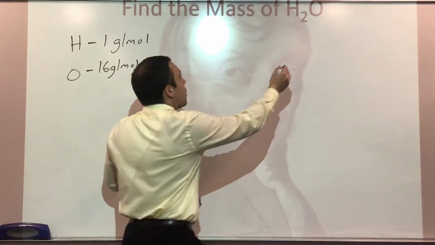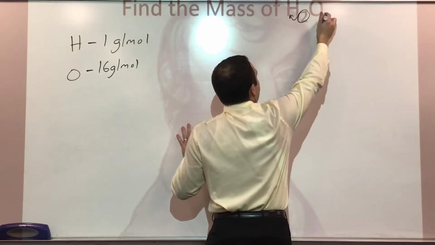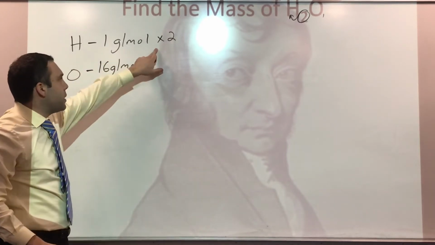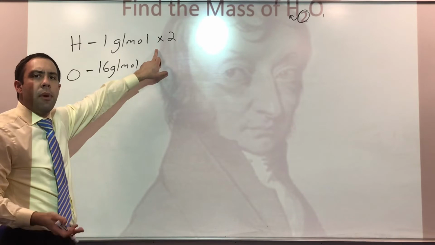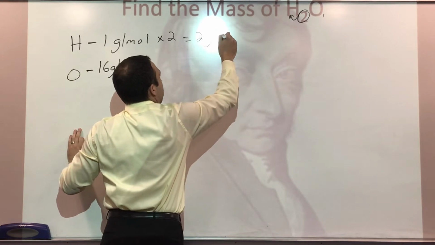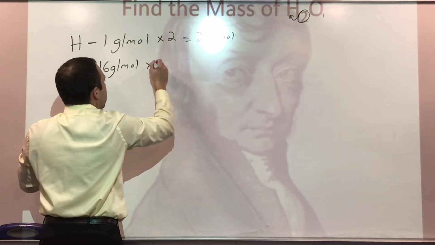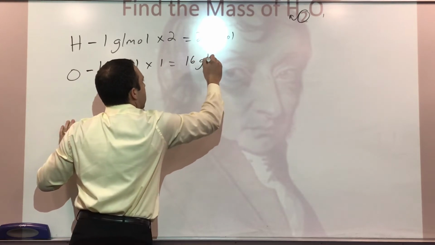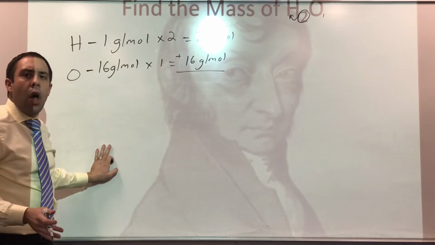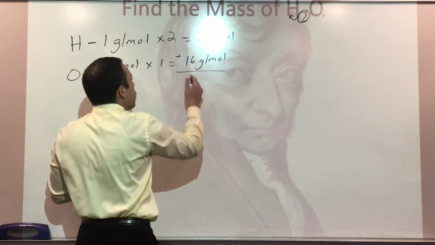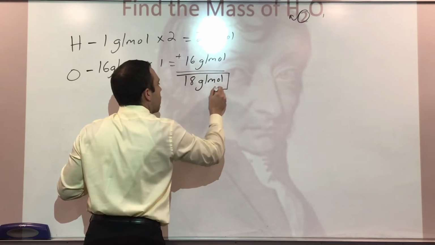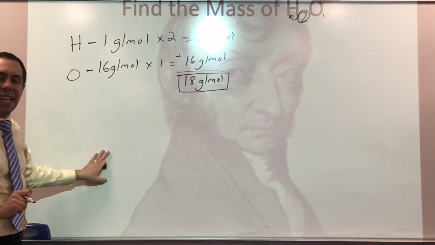Now be careful. There are 2 hydrogens and 1 oxygen. So we multiply the mass of hydrogen by 2. For step 3, we're going to multiply the mass of each element by the number of that element in the compound. So 1 times 2 is 2 grams per mole. And there's only one oxygen, so 16 times 1 is 16 grams per mole. Step 4, you add the masses of all the elements in the compound together. 2 plus 16 is 18 grams per mole. The gram formula mass of water is 18 grams per mole.